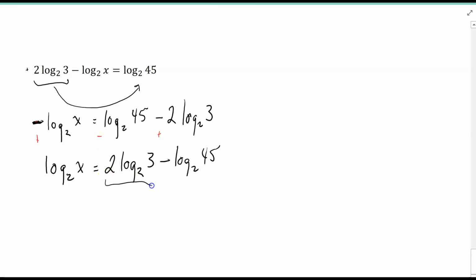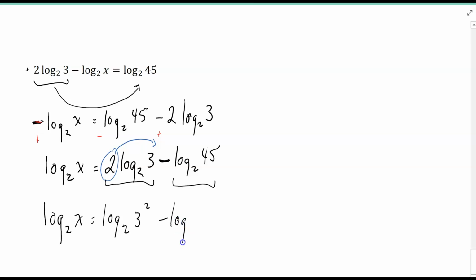These are numbers we could just get on the calculator. But we can also practice those properties of logs. Since we have a difference of 2 logs with the same base, we can combine them, but only when the coefficient is a 1. So this 2 is going back up here. So log base 2 of x equals log base 2 of 3 squared, subtract log base 2 of 45.